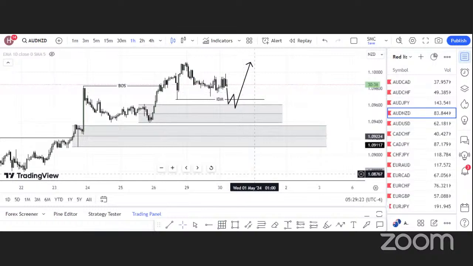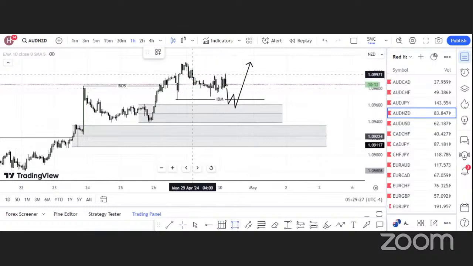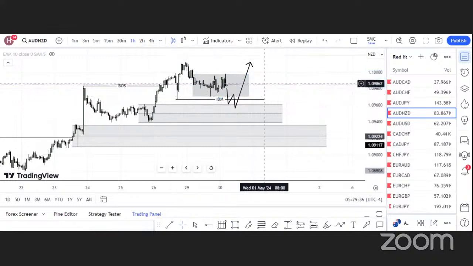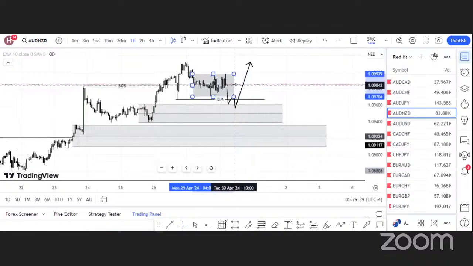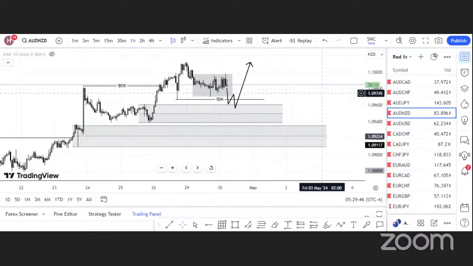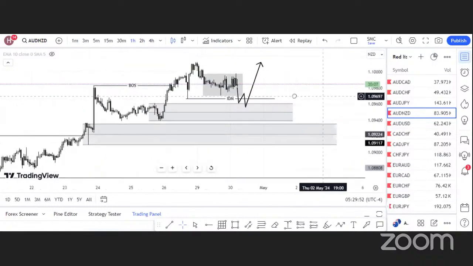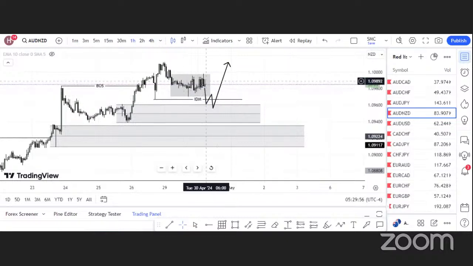Let me use this. I want to mark out the area where the market is currently ranging, the whole area. So we have the zone. We just need the market to break out of this zone, right? If the market breaks above, we continue to buy. If it breaks below, we allow the market to get into our point of interest here. So whichever one happens.